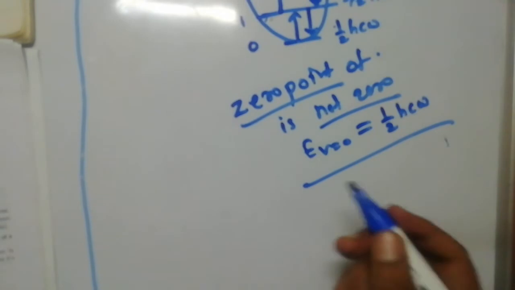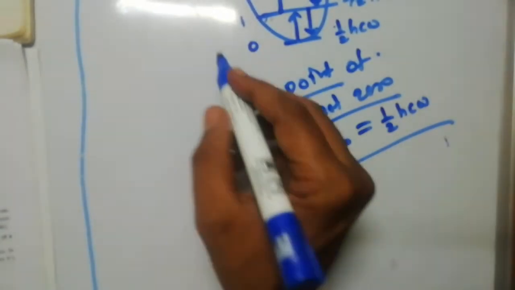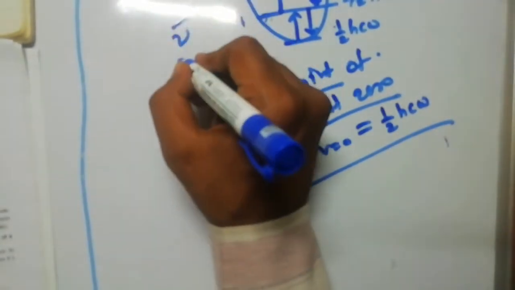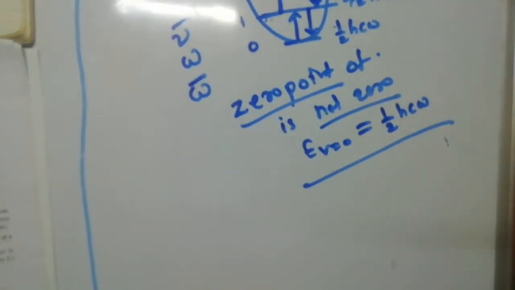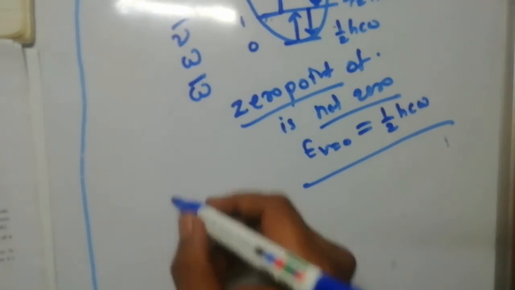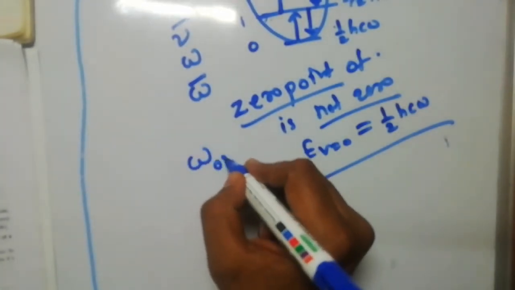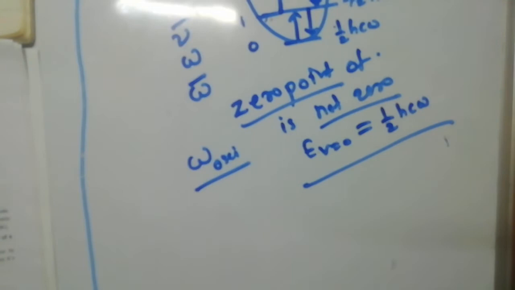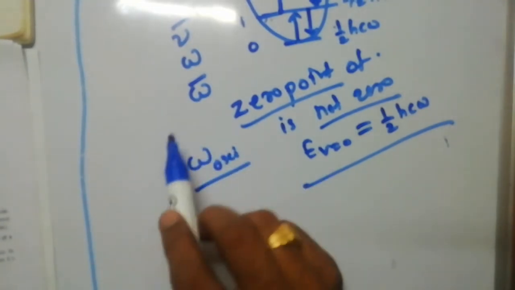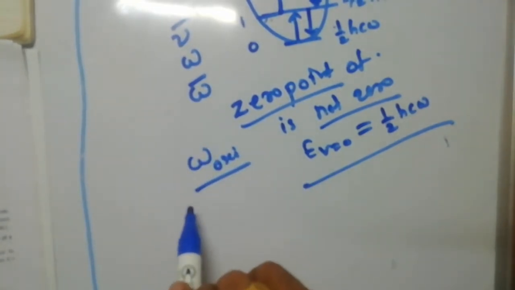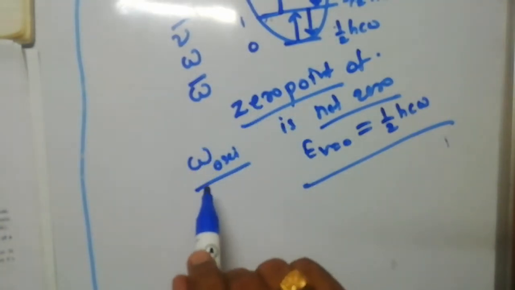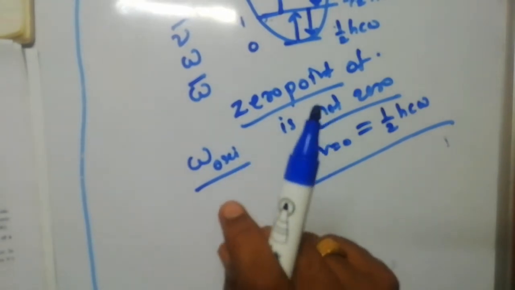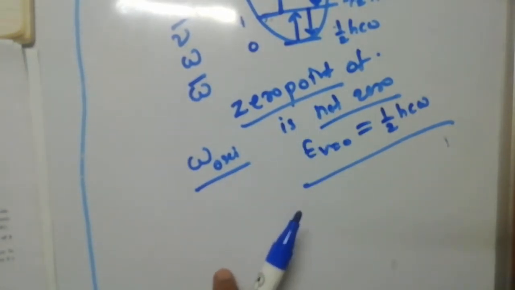Sometimes there are different symbols used for the wave number. Some people use nu bar, some people use omega, some people use omega bar also. So you need not get confused. There is one more symbol which we use, which is called omega oscillation. Omega oscillation and omega bar are two different things. Omega oscillation refers to the wave number of the spectral line that you get in the IR spectrum, which is essentially the energy difference between the two vibrational energy levels.